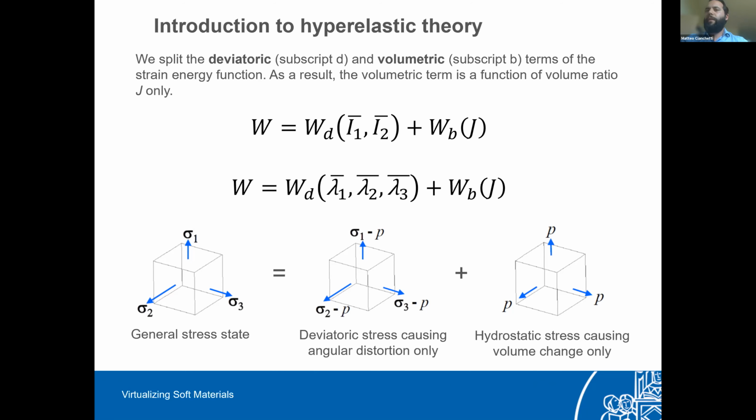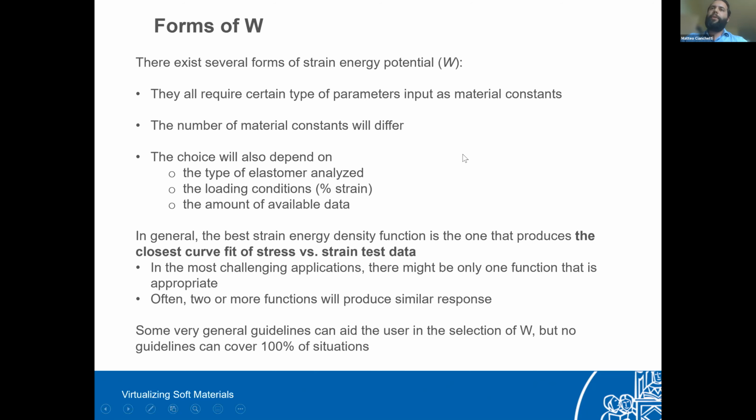Because generally speaking, if you have a general stress state, you can separate the deviatoric stress, which is causing angular distortion only, and the hydrostatic stress, which is causing only volume changes. We are using the same assumption here so that we can have these forms that are a sum of deviatoric and volumetric terms. As I was saying before, there are several forms of this strain energy potential. They all require certain types of parameters as input that are related to material constants, but the number and the kind of material constants are different.